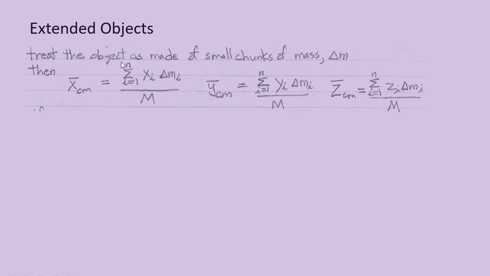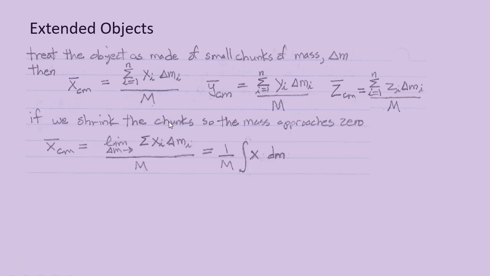Let's move on now, and instead of looking at systems of particles, let's look at extended objects. An extended object is an object that's made up of many contiguous particles rather than particles that are separated by a distance. When we do that, we want to treat the object as if it's made of small chunks of mass, delta m. Then we can use our equations to find the center of mass along each axis by adding up all these little chunks of mass, delta m, times their coordinates along the x, y, and z axes.